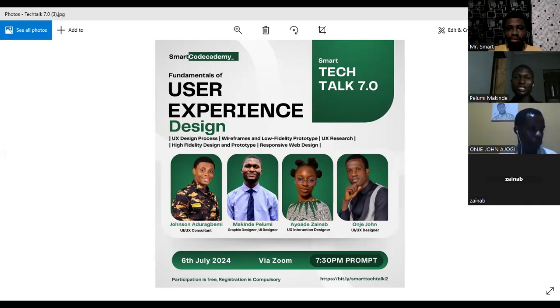That's why I say that the design patterns a designer must follow must be consistent. The first page must be in line with the second page, the third page, and the likes. Then the third thing I'll be talking about is flexibility.